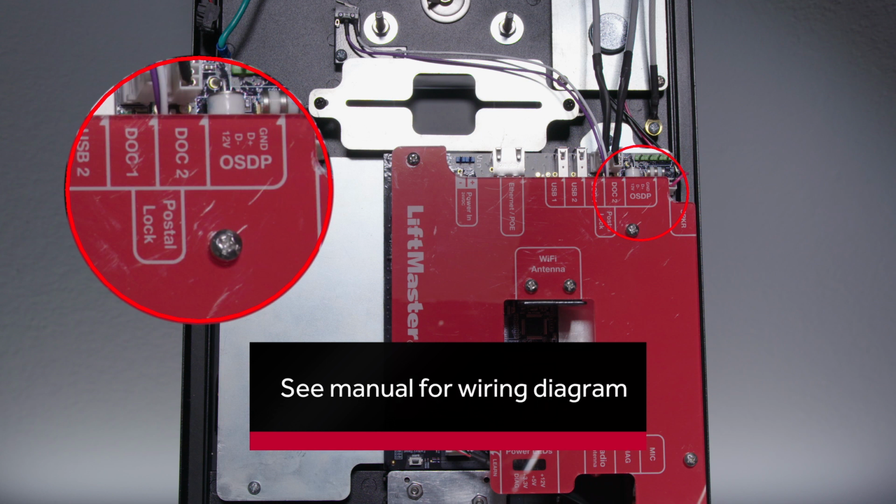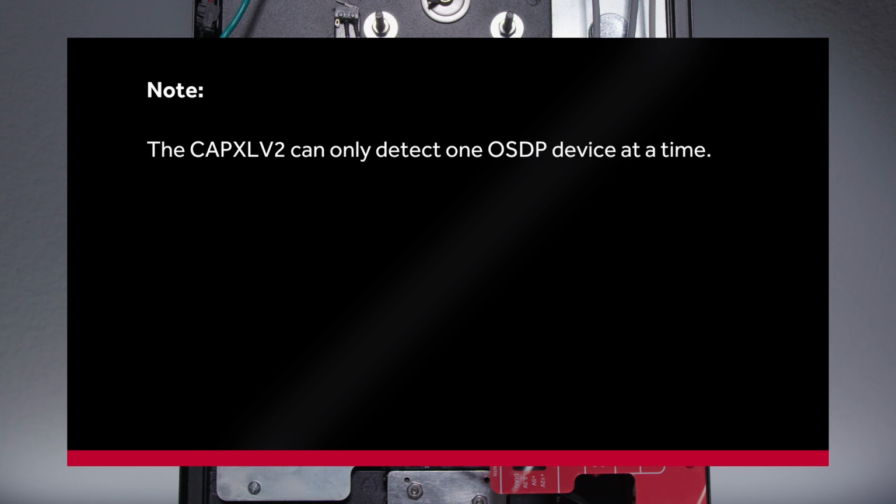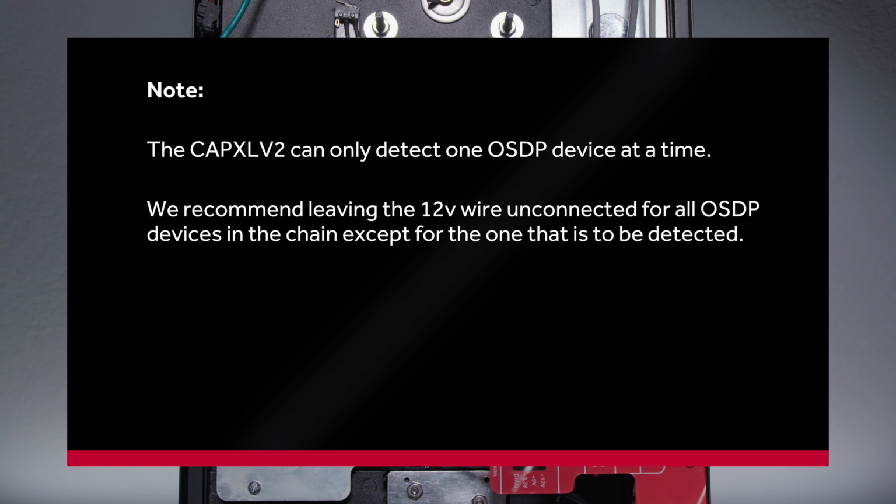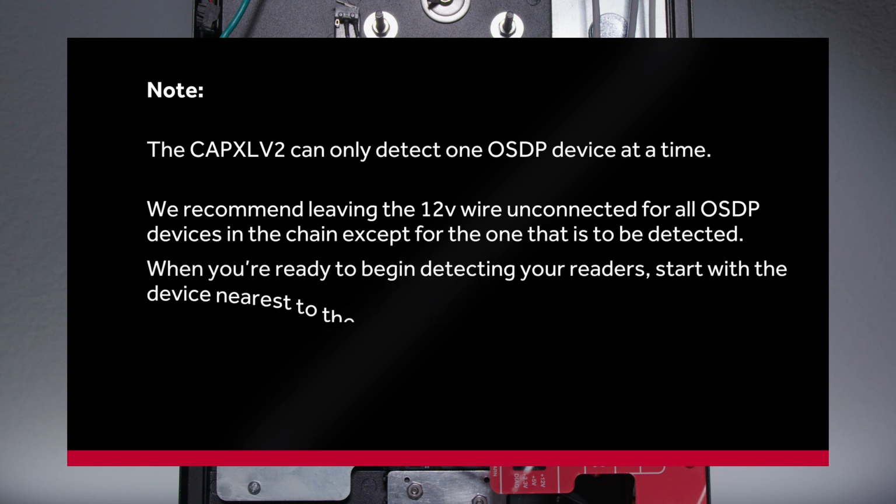Instead of separate individual OSDP connectors for multiple devices, there is one connector that allows connection of four devices in a daisy chain. Note, the CAPXLV2 can only detect one OSDP device at a time. We recommend leaving the 12-volt wire unconnected for all OSDP devices in the chain, except for the one that is to be detected. When you're ready to begin detecting your readers, start with the device nearest to the CAPXLV2.